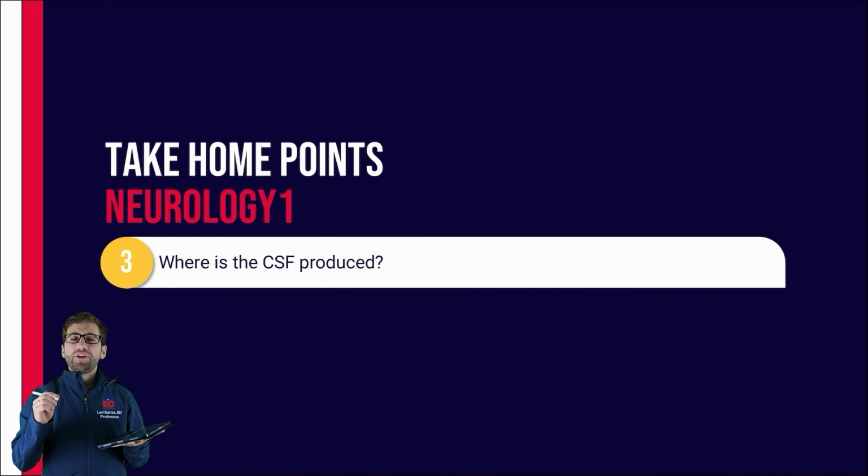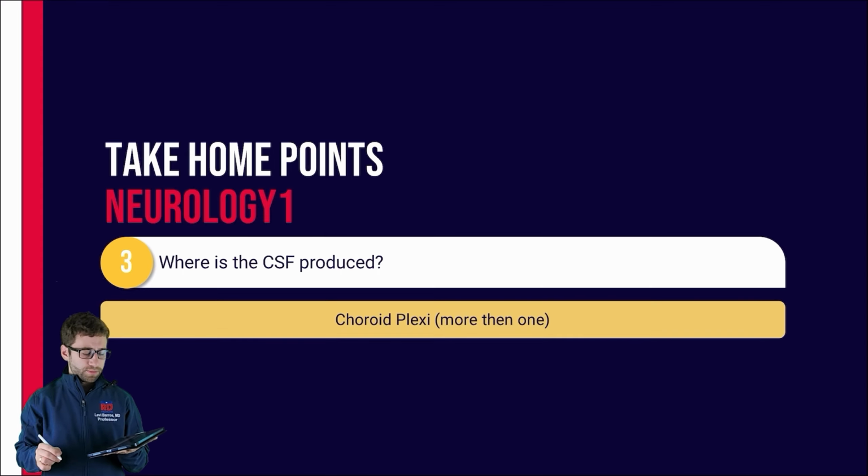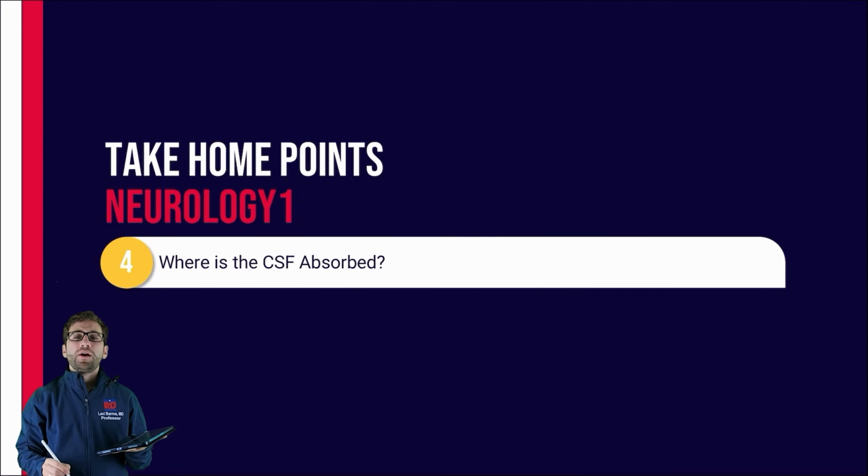Moving forward, where is the cerebral spinal fluid, CSF, produced? Well, CSF is produced by the choroid plexuses, which are networks of blood vessels located in the ventricles of the brain. These plexuses filter blood to produce CSF, which circulates through the ventricular system and subarachnoid space. So, the choroid plexi. Also easy. Let's move on. Finally, where is the CSF absorbed?